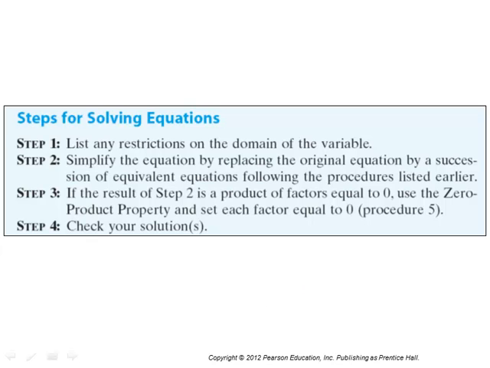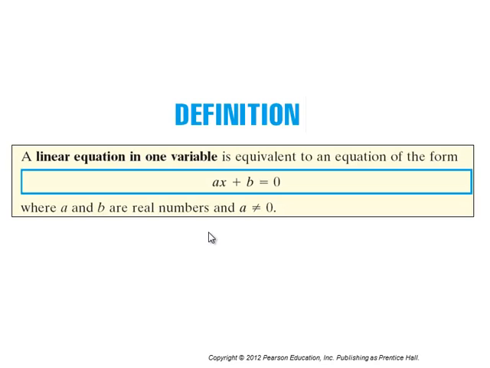All right, and again, if you have the product of two or more factors equal to 0, then you invoke the zero product property by setting all the factors equal to 0 and solving for the variable. And then lastly, check your solutions. It very well could be that at least one of the values of x that you have found may not necessarily solve the equation.